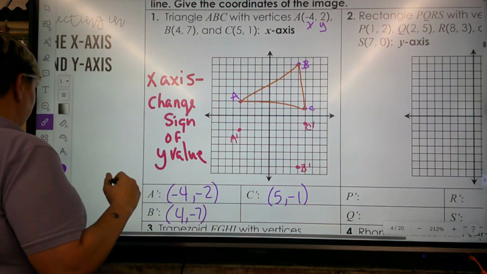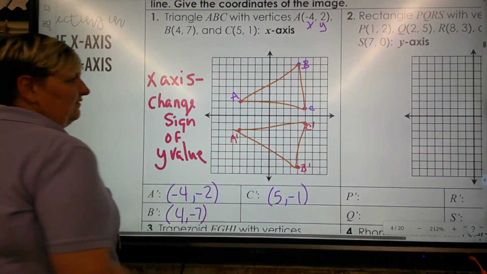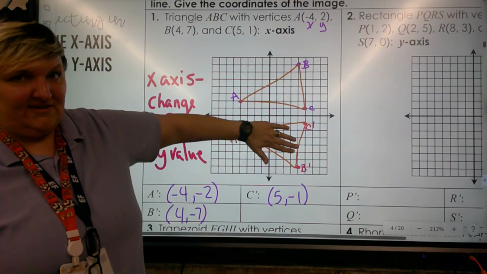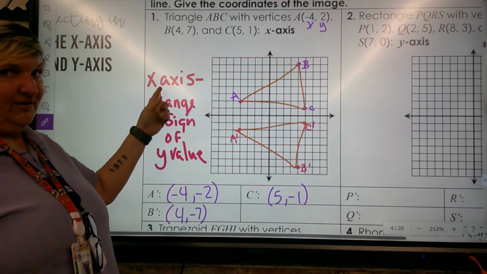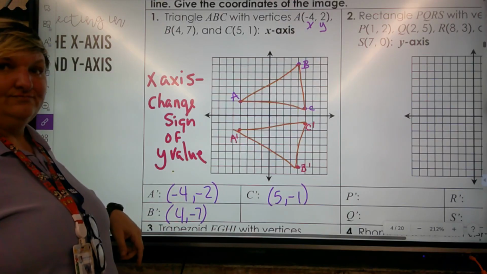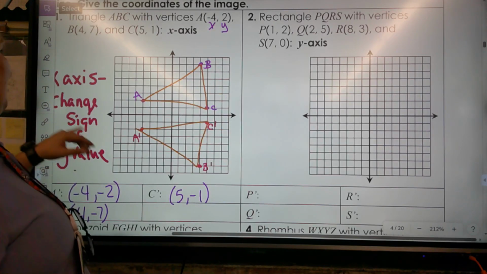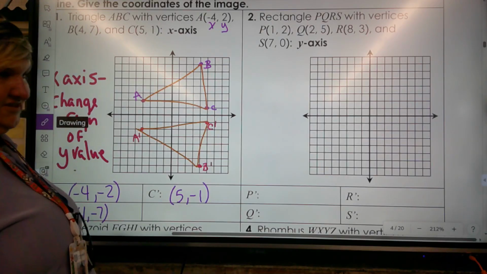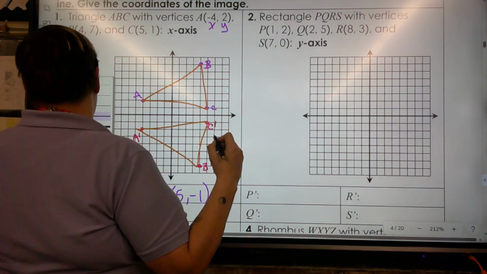Let's connect it, see if they look the same. Right? So we literally reflected it over the x-axis. And all we had to do to reflect it over the x-axis is change the sign of the y value. Now let's do one over the y-axis. Let's see if it's the same rule. But let's just check, right? Let's make it big again so we can see it.